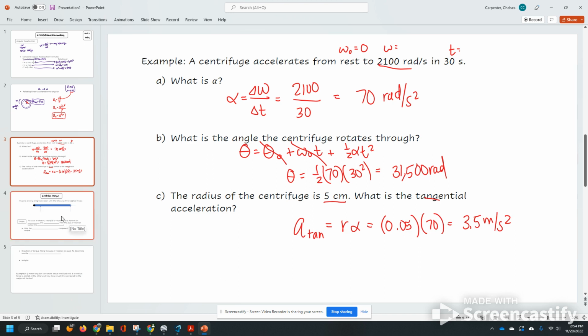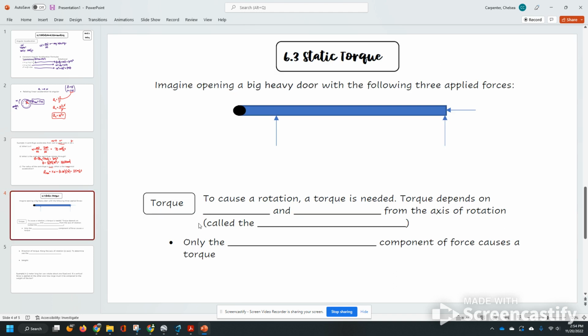All right, moving on. We're going to talk about torque now. So we're going to get into how do forces relate to rotation. Okay. So kind of a thought experiment here. Imagine opening a big heavy door. So this right here is the hinge or the axis. And we're trying to open the door. So this is looking at it from above. Okay. So we've got force 1, force 2, and force 3.